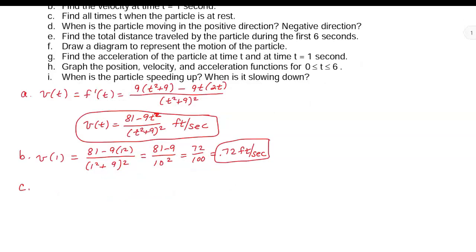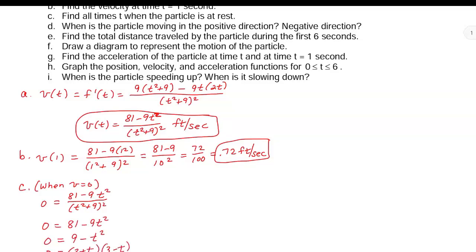Part C is asking me to find all times t when the particle is at rest. The particle is at rest when velocity equals 0. So I want to solve when v equals 0. That would be the same as solving for when the numerator equals 0. Divide by 9. The answer is t equals 3 seconds, because remember, t has to be greater than or equal to 0.